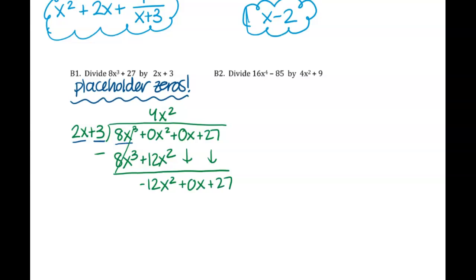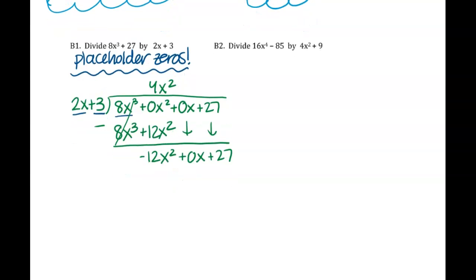and our 27. And so now I want to know 2x times what equals negative 12x squared? And that is negative, oops, wrong color. See, maybe it's not difficult, but it's difficult for me. So 2x times negative 6x is negative 12x squared. 3 times negative 6x is negative 18x. And then we subtract. 0 minus a negative 18 is 18x plus 27.